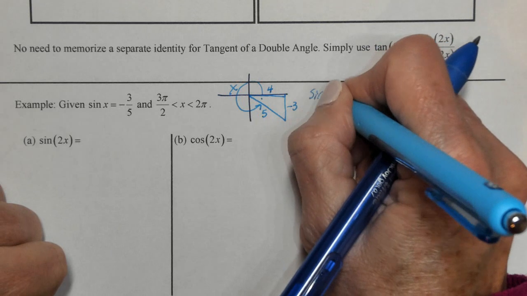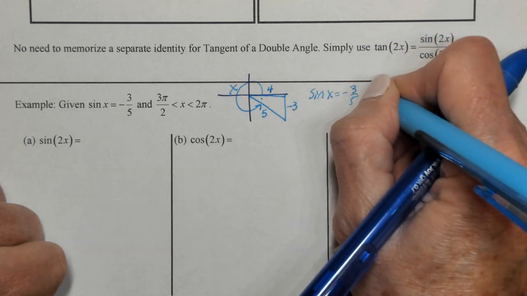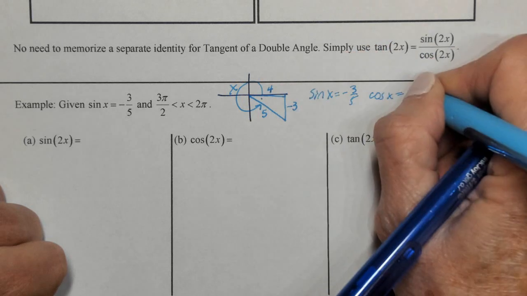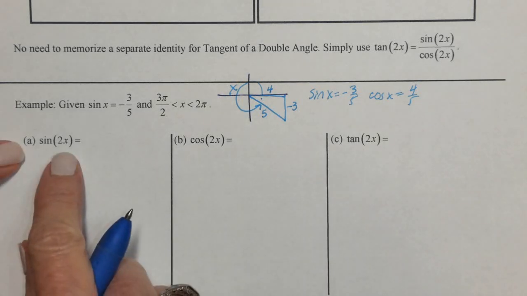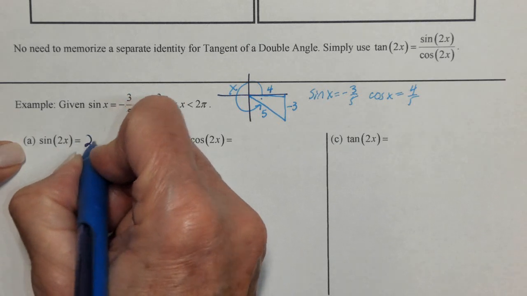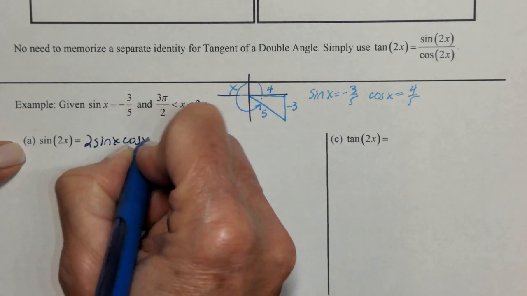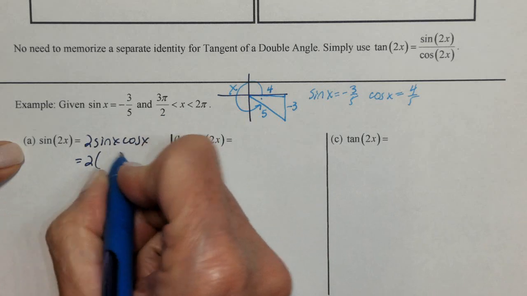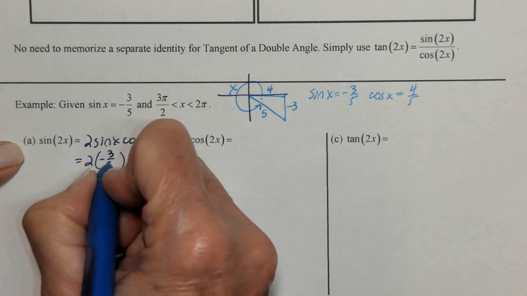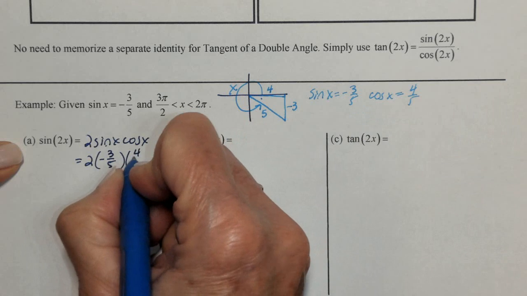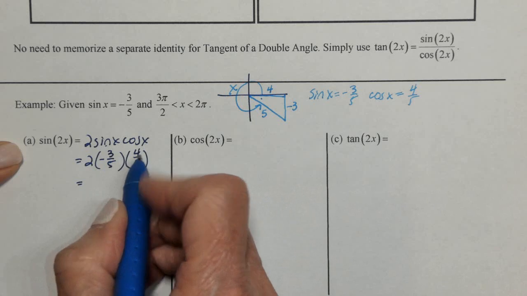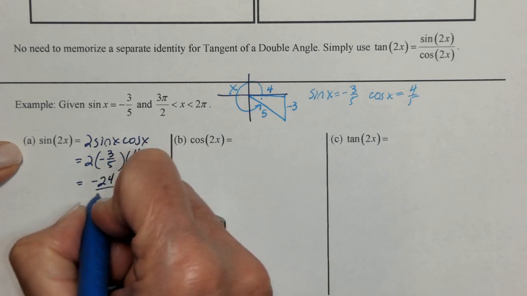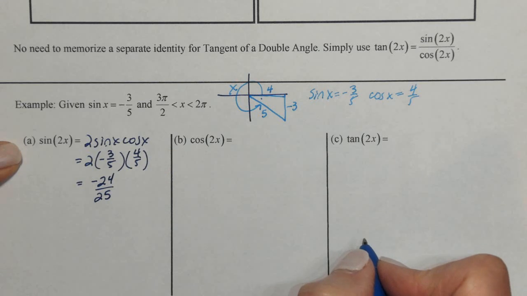So sine of x they gave me was negative 3 over 5. Cosine of x will be 4 over 5, adjacent over hypotenuse. And those are the only two things we need for these. So we can go straight to it. Sine of 2x is 2 sine x cosine x. That is 2 times sine x, which is negative 3 over 5, times cosine x, which is 4 over 5. 2 times negative 3 times 4 is a negative 24. 5 times 5 is 25. That's it.